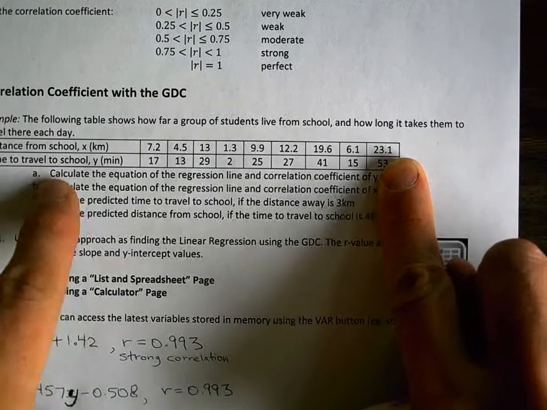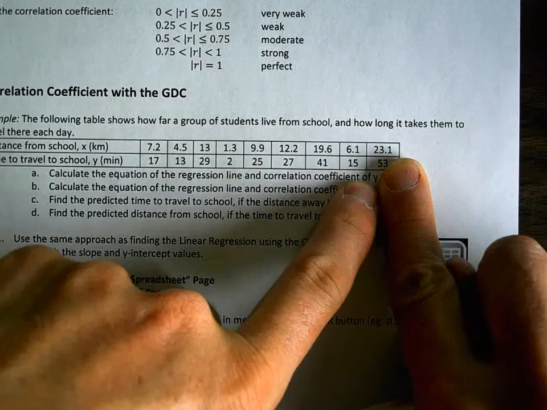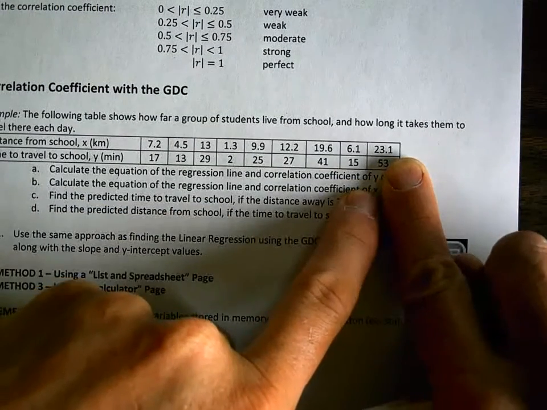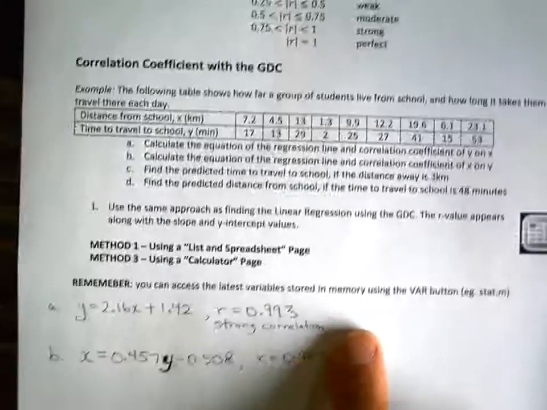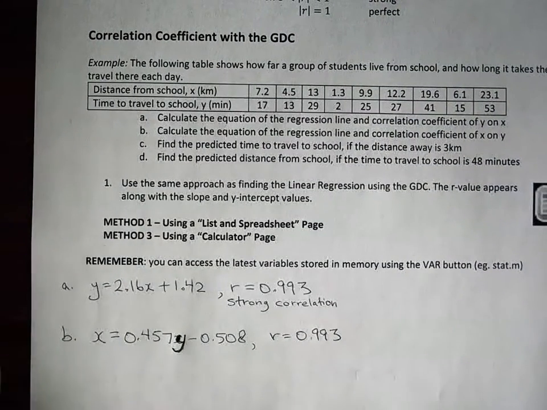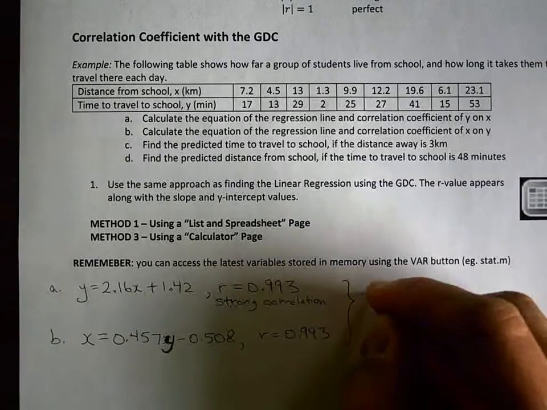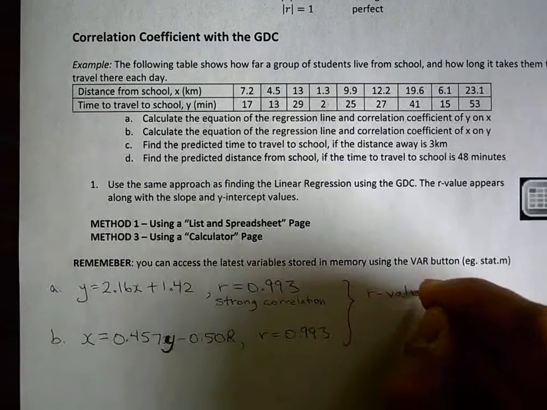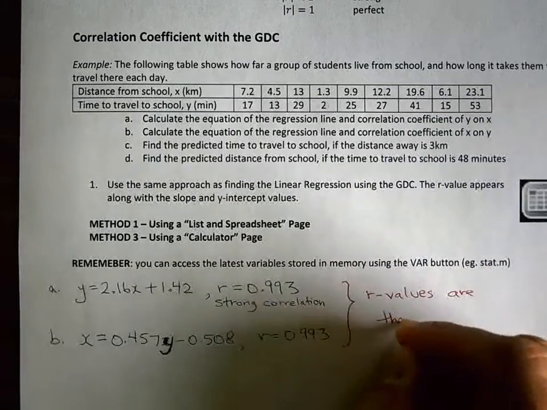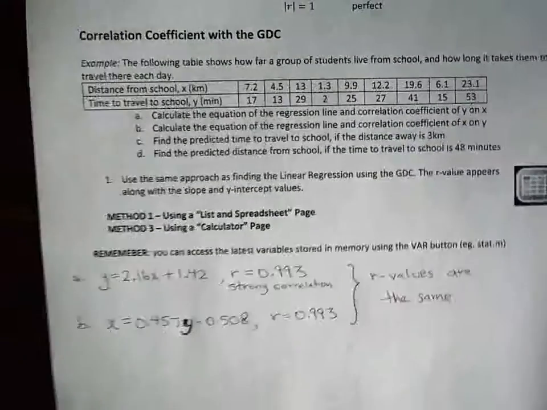So the first question is: calculate the equation of the regression line of y. Okay, y equals. Calculate the equation of the regression line of x. Okay, x equals. That makes sense, right? That's what I just wrote. y equals, x equals. So that helps you if you get confused. Finally, note that even though the regression lines are different, the data still fits the same, so the R values are the same. That's no accident. That'll always be the case.